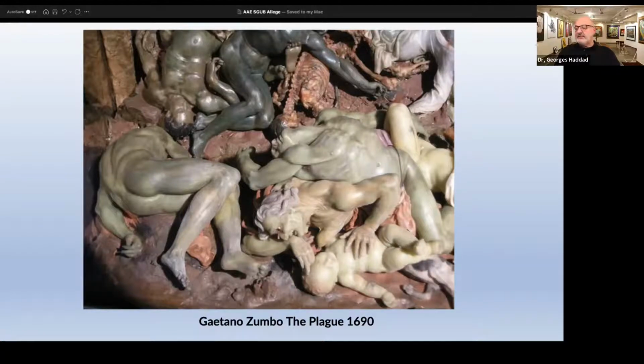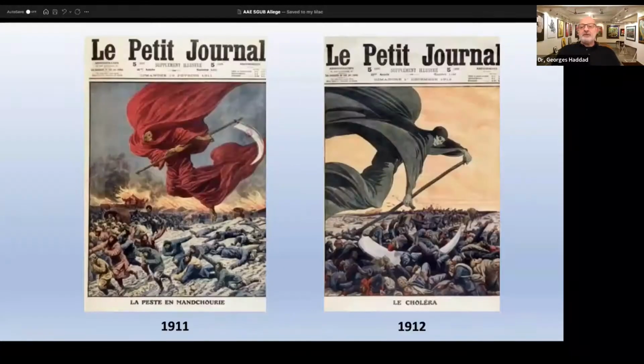Now, as I said, death is overwhelming, to the point that you can actually use the same picture for two different pandemics. Le Petit Journal in France in 1911 used this picture to speak about the plague in Manchuria, and this picture to speak about cholera the year later.